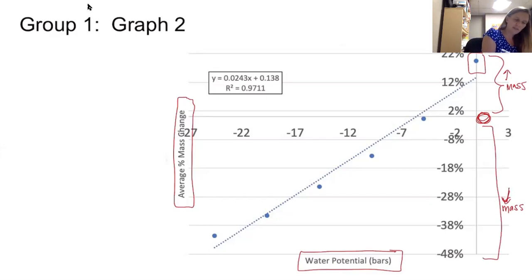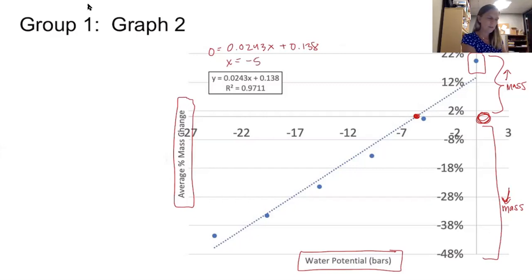So we can do something very similar to try to extrapolate where this x-intercept would be. So again, we'd put 0 in for y, 0.0243 x plus 0.138, and we could solve for x. I forget what it is, it's like negative 5 point something. Negative, yeah, 5.68, something like that, bars, right?